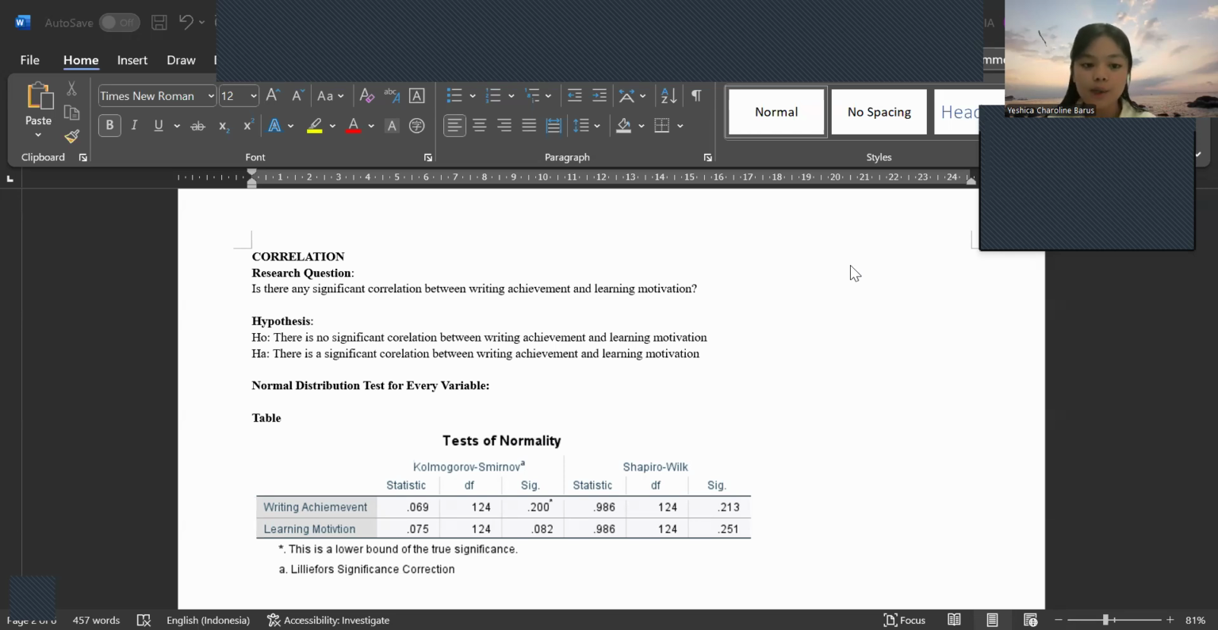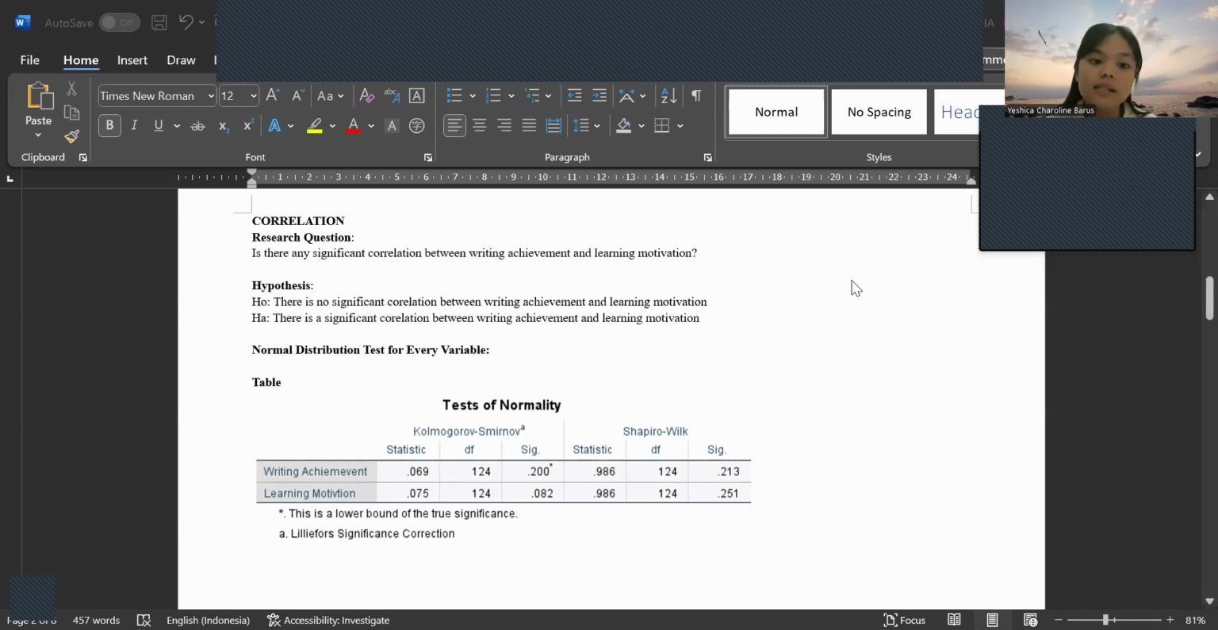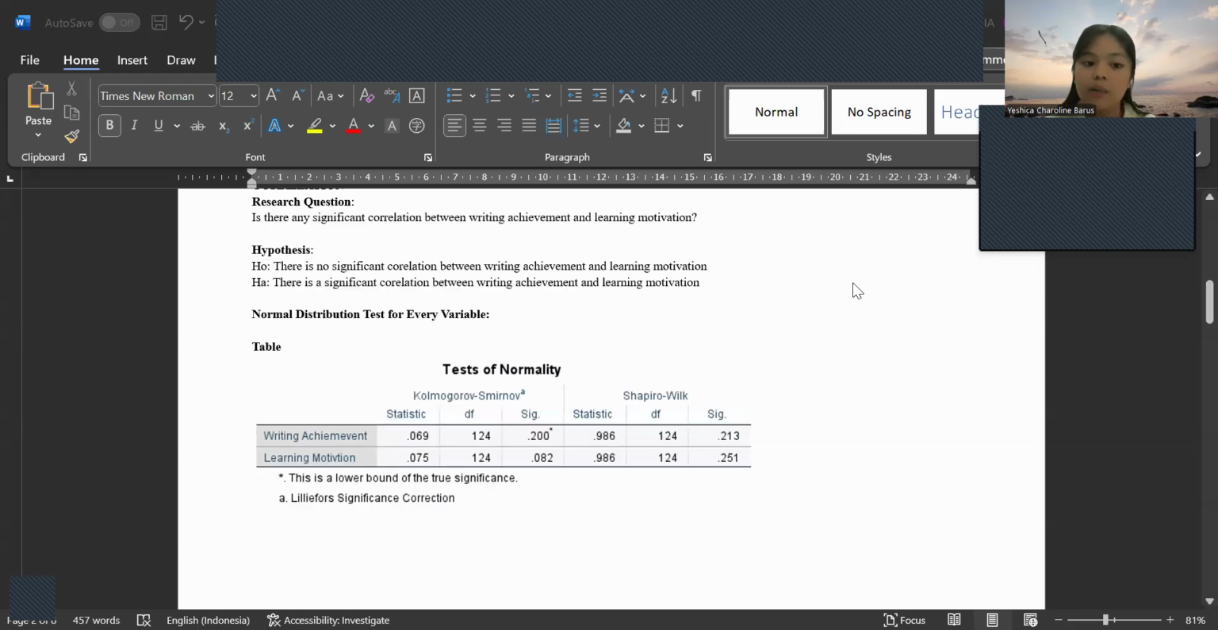So in this video, we'll talk about the significant correlation between writing achievement and learning motivation. First, we have the research question: is there any significant correlation between writing achievement and learning motivation? And then we have two hypotheses. The first hypothesis is H0: there is no significant correlation between writing achievement and learning motivation. And the second hypothesis is: there is a significant correlation between writing achievement and learning motivation.